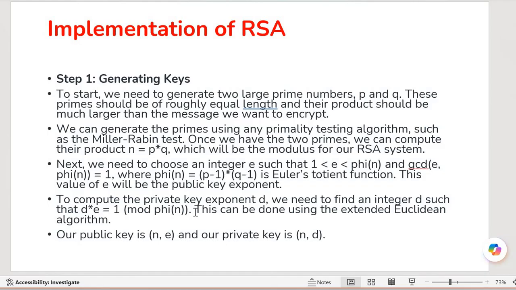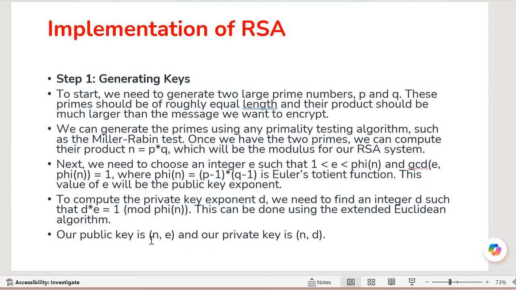Then, for the key that we are going to take as the private key, for generating the private key exponent d, we have to calculate the value d, and we can use this equation: d into e is equal to 1 mod phi n. This equation you have to keep in mind. We will take an example and then we will see how we use this equation.